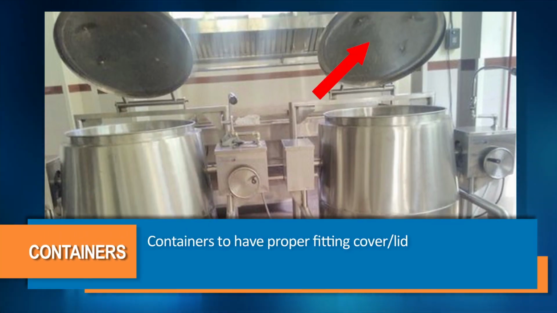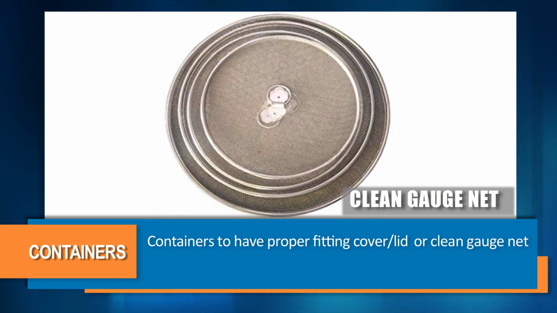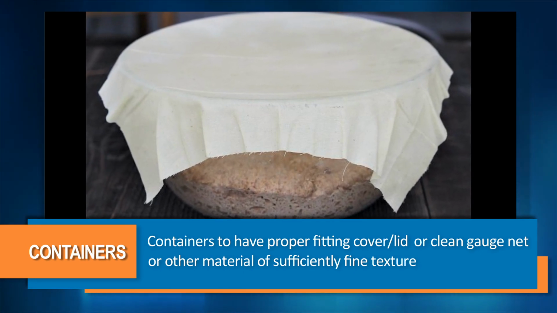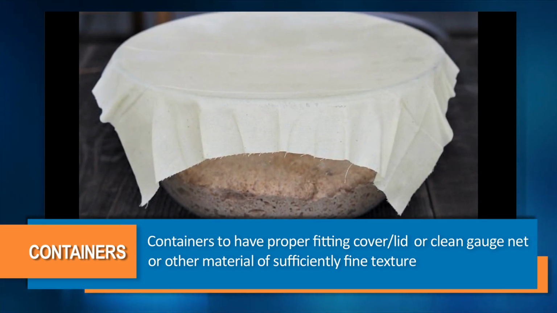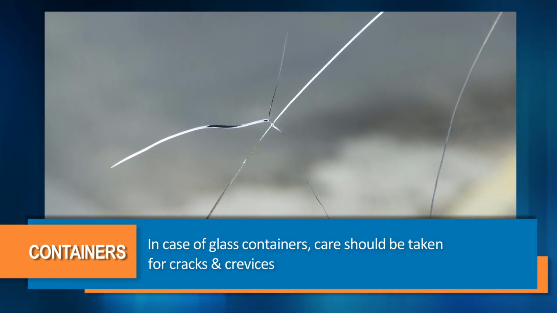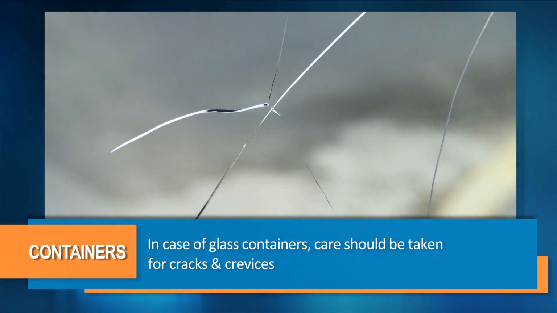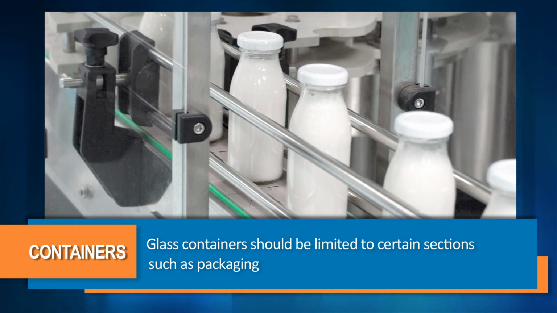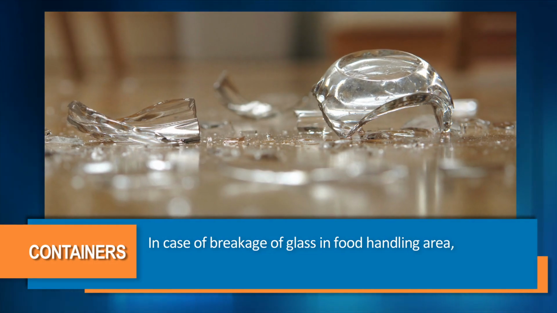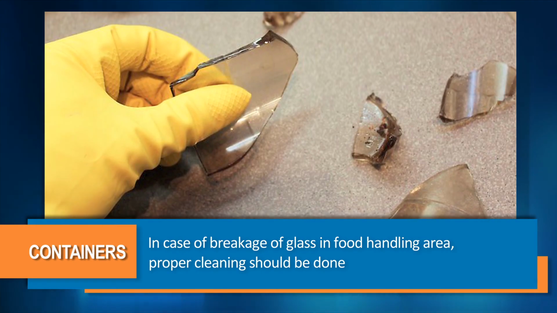Containers should be provided with proper fitting, cover or lid, or with a clean gauge net or other material of texture sufficiently fine to protect the contents completely from dust, dirt, etc. In case of glass containers, care should be taken for cracks and crevices. Glass containers should be limited to certain sections such as packaging. In case of breakage of glass in food handling area, proper cleaning should be done.